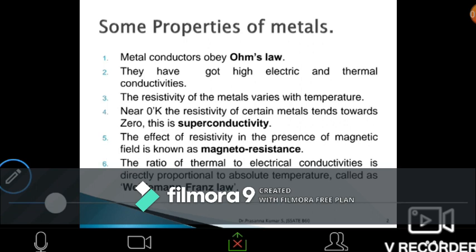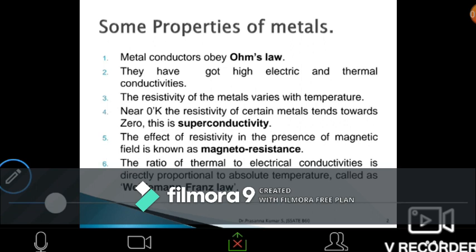They are also good thermal conductors. These are some of the properties I have listed here. They obey Ohm's law. You know that V is equal to IR, where V is the voltage, I is the current, R is the resistance. What is Ohm's law? For any conductor carrying current between 2 points, the voltage developed is directly proportional to the current. V is proportional to I.